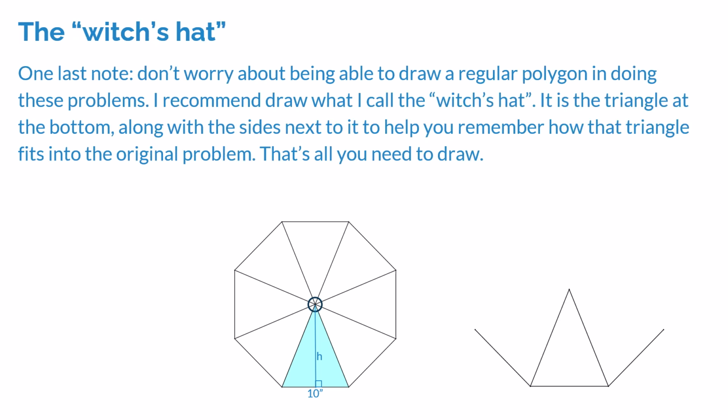One last comment. If you're worried about having to draw these shapes, and with anything more than 3 or 4 sides, they are hard to draw, you don't have to worry about it. What I recommend doing when doing these problems is you draw what I call the witch's hat. That's where you just draw one of the triangles and then 2 more sides next to it as a reminder of the context where this triangle is coming from, so you know how this is going to plug into the entire problem. And you can work just with that picture rather than trying to draw the entire regular polygon.